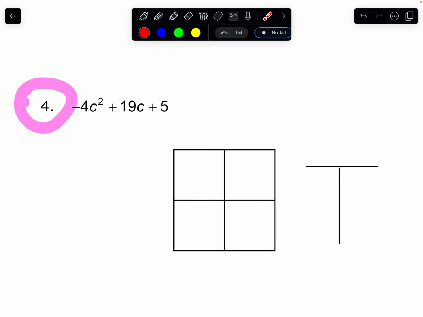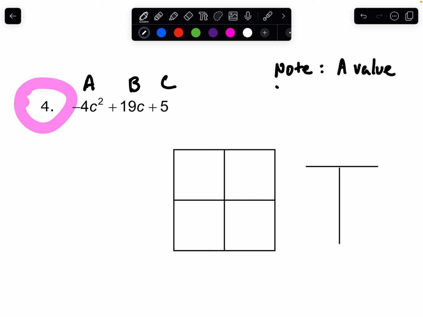Number 4 is a little bit different, though. If you see a negative A value when you're putting your A, your B, and your C, you have to pull out the negative. So if you want to make a note up here, note: A value cannot be negative, right?